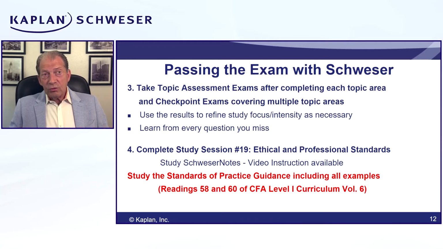So we're moving you through the material and having quizzes over a little material, then more material, then more material. So it's a progression. And as you remember from our schedule of exam topics, session 19, the last one, is the largest one. That's ethical and professional standards. Well, for that you need to study the Schweser notes, and we have videos for that as well. But you really need to read the Standards of Practice Handbook, which is in Reading 58 of the CFA Curriculum books, Volume 6. And Reading 60, which is applications of the standards, where they have just a lot of examples. You have to study all of that material.